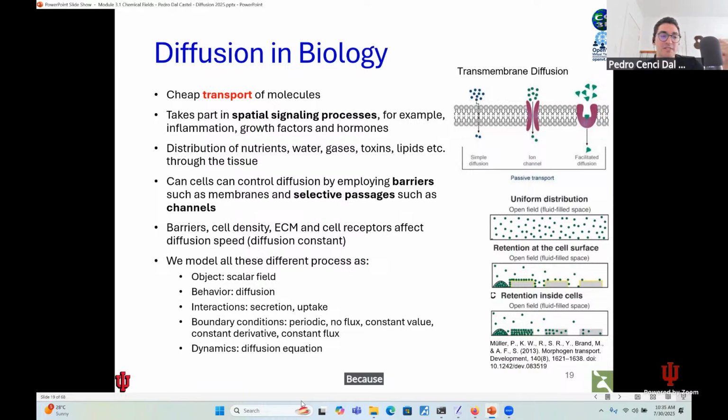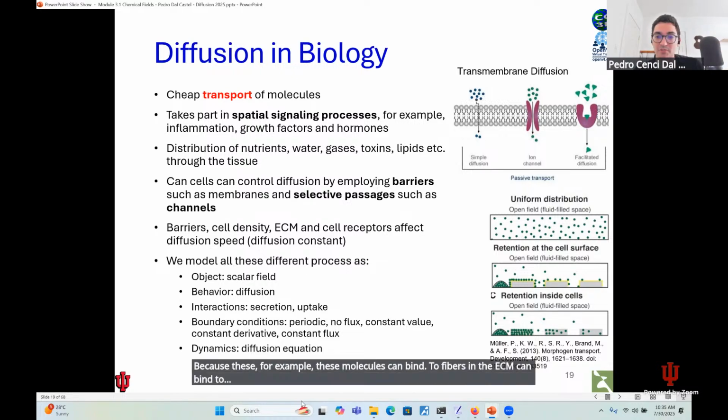Because, for example, these molecules can bind to fibers in the ECM, can bind to receptors in the cell, on the cell surface.